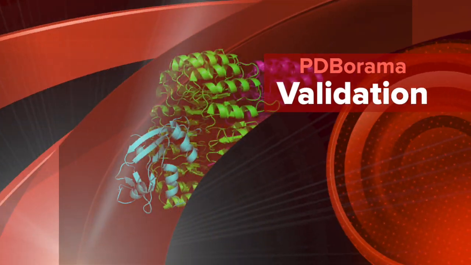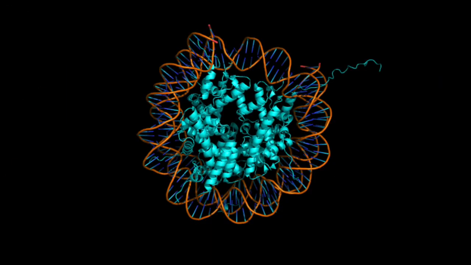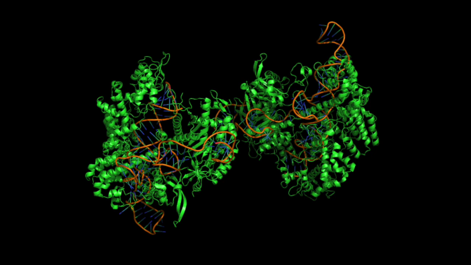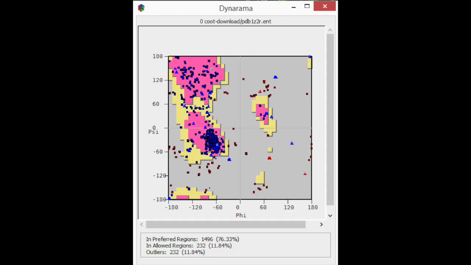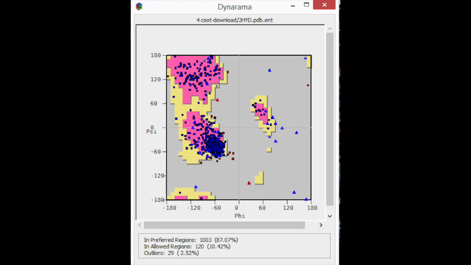So can structures from the PDB be trusted? Fortunately, numerous validation analyses are undertaken before structures are deposited in the PDB. Here we have an example of a Ramachandran plot. It describes energetically favourable regions in the backbone angles phi on the x-axis and psi on the y-axis. The pink regions are preferred, yellow regions are allowed, and grey regions are outliers.